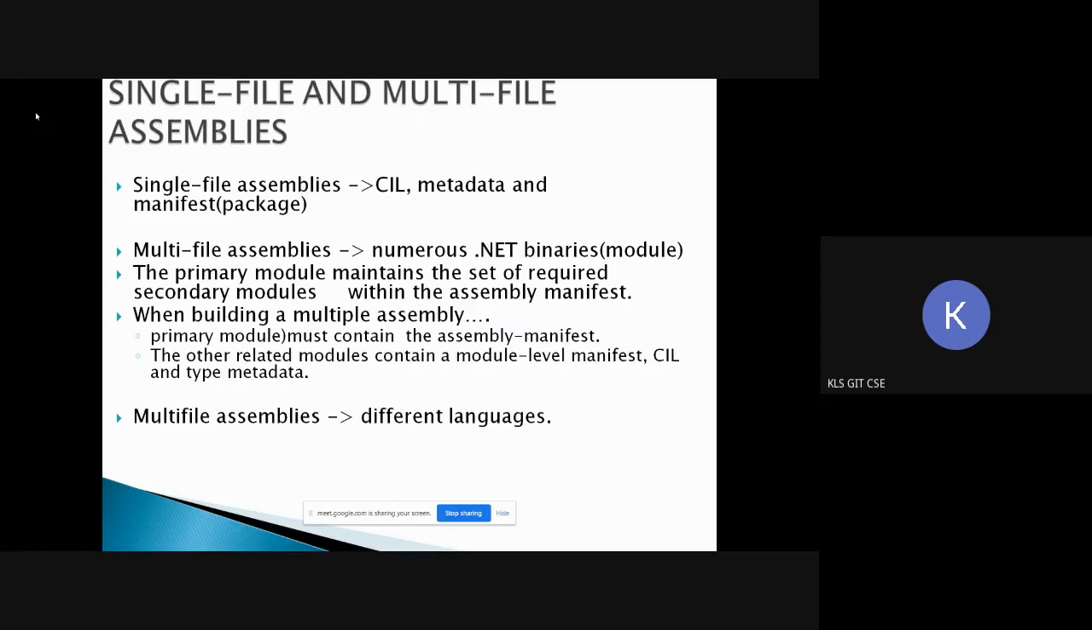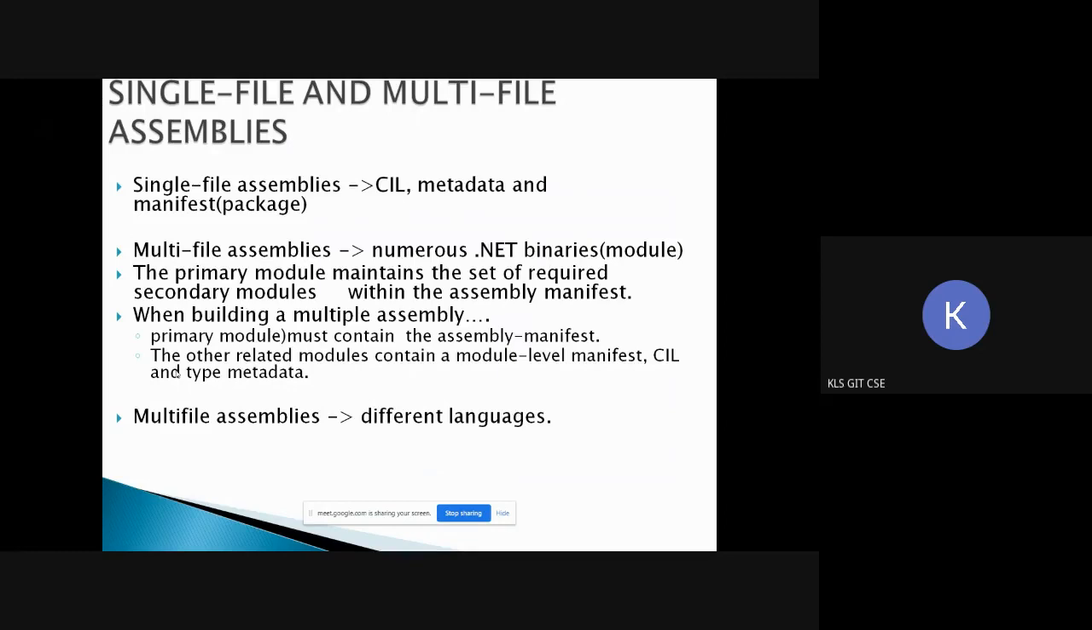On the other hand, multi-file assemblies are composed of numerous .NET binaries, each of which is called a module. When we build a multi-file assembly, one of these modules, which is termed the primary module, must contain the assembly manifest, and there could be some CIL instructions and metadata. The other related modules contain metadata level manifest, CIL, and type metadata.